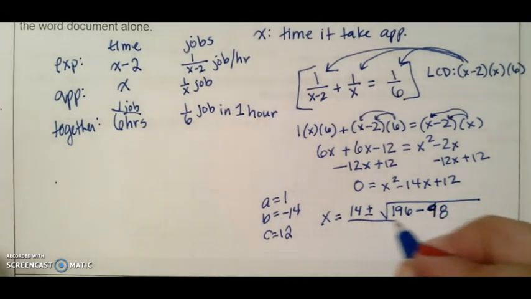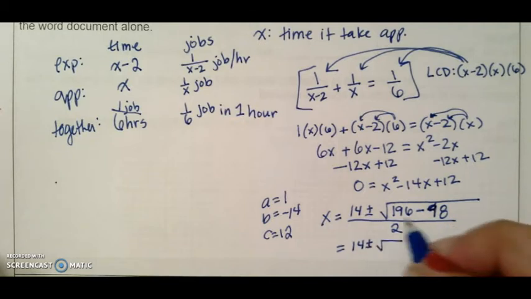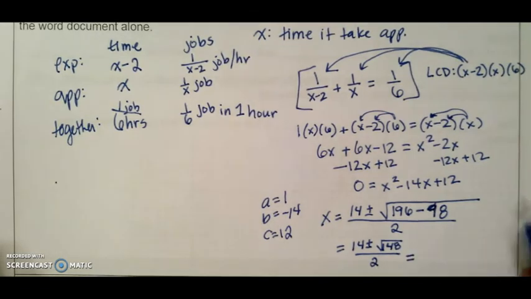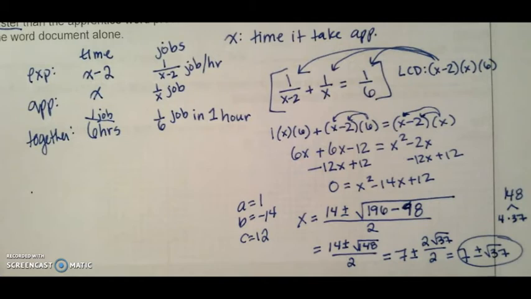Okay, so then divided by 2 times 1 equals 14 plus or minus the square root of 148, divided by 2, which 14 divided by 2 is 7, plus or minus, let's see if 148 factors. 148 factors into 4 times 37. So I have 2 times the square root of 37 divided by 2, which is 7, plus or minus the square root of 37.